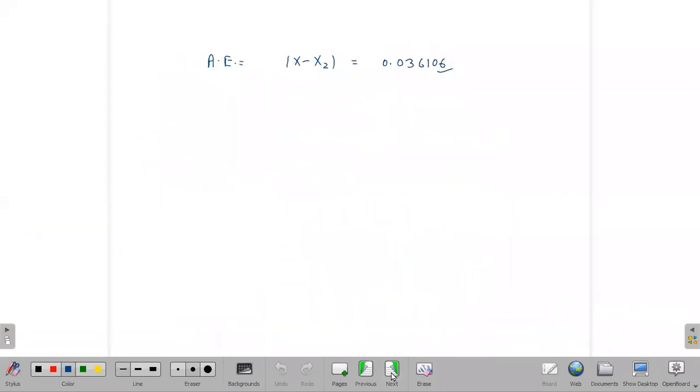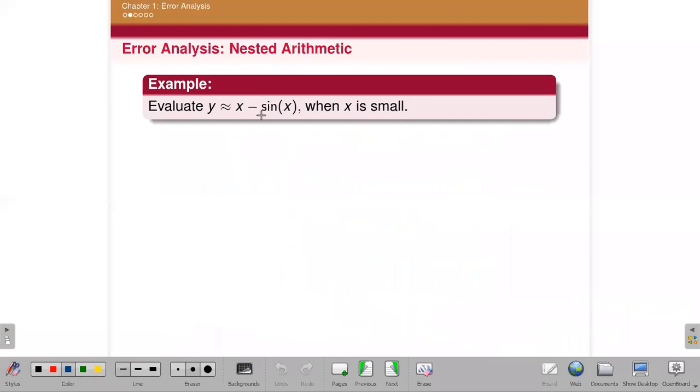So next question. We have to evaluate x minus sin x when x is small. Look into this expression: it is x minus sin x, and x is very small. If x is small, then sin x will be near about x. That is not exactly equal to x, but sin x will be near about x. So this is again a subtraction of two nearly equal numbers.